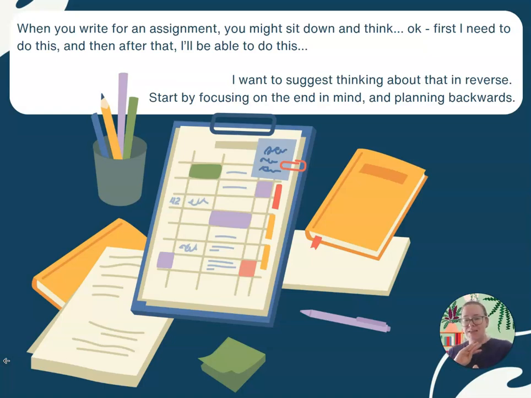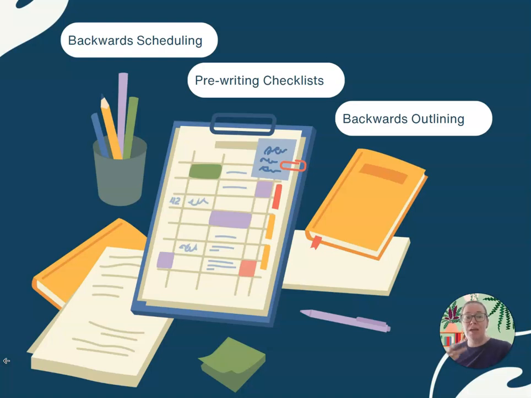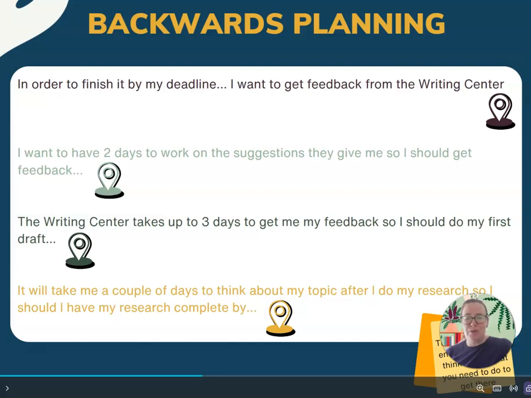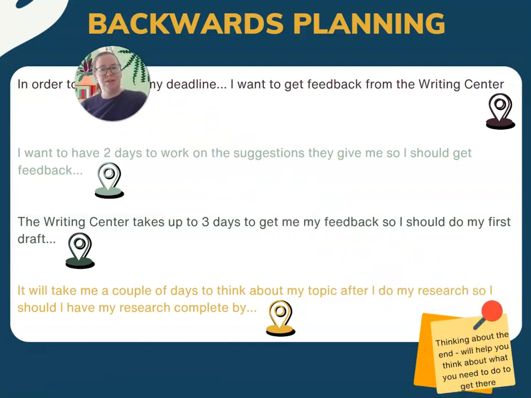But I want to suggest that with such a long process, it might help us to think about it in reverse by focusing with the end in mind and planning back. So I'm going to talk about 3 ways we might do that: with backwards scheduling, with pre-writing checklists, and backwards outline. Let's talk about backwards planning.